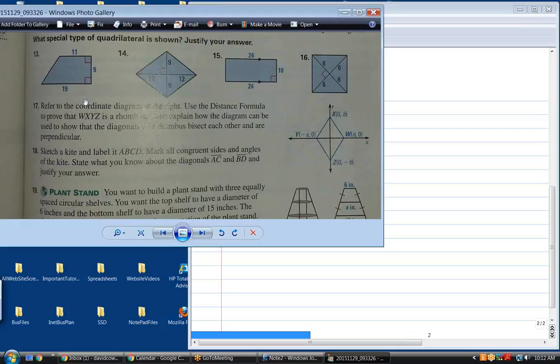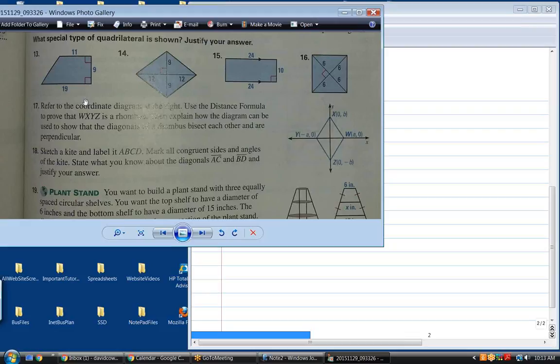The base would be 19 or 11. Which one? Not either one. The area is going to be one or the other. So what would the area formula be? B1 times B2, right? B1 plus B2, divided by 2.